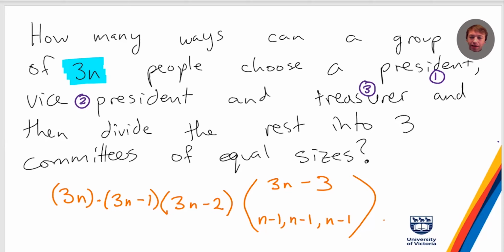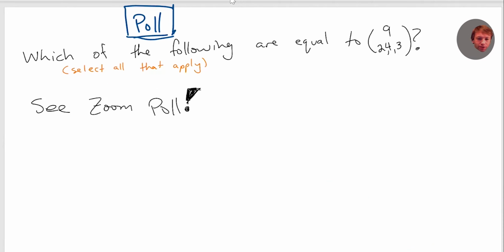Any questions about anything? Let me then do a poll. This is a kind of reverse question. I've got this number, 9 choose 2, 4, 3, or the multinomial coefficient 9; 2, 4, 3. I haven't written these on the slide, I've just got them written in the poll. Here you can now choose multiple answers. Which of the numbers are equal to 9 factorial over 2 factorial, 4 factorial, 3 factorial?